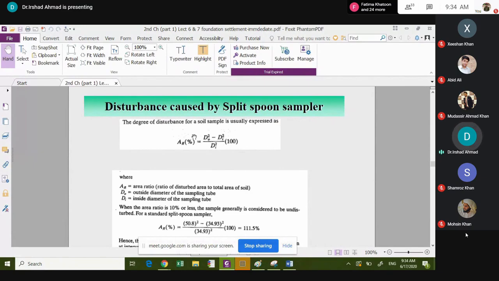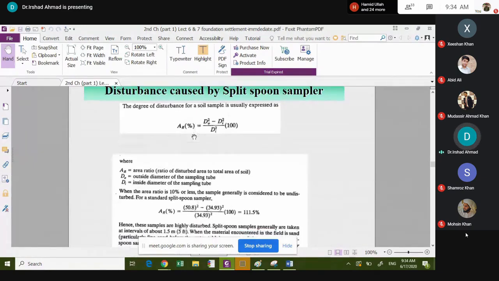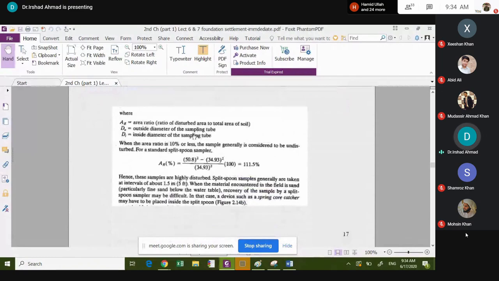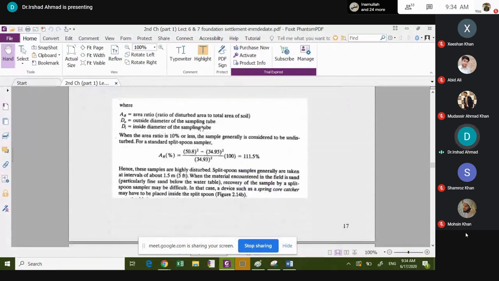So to calculate the area ratio for the split spoon sampler used for SPT, you see this 50.8 outer diameter, 34.9 inner diameter. You put these in the equation, you get not 10 to 15, rather over 100% of area ratio. So it is a highly disturbed soil sample that you get from the SPT sampler.